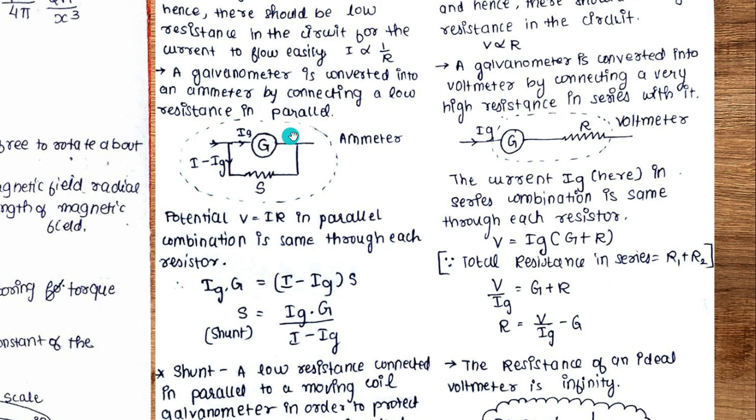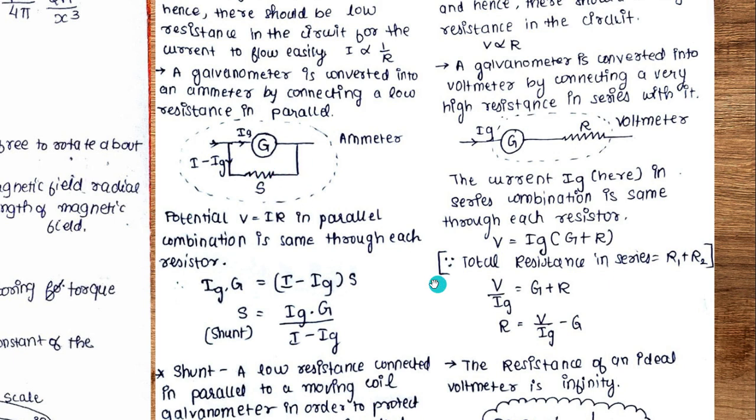So now, if we are connecting in parallel, what is same? Potential, right? The potential V, which is equal to IR, in parallel combination is the same through each resistor. So V is I into R. Through this connection, it is Ig into G, where G is the resistance of the galvanometer. So Ig into G is equal to what? Now the second path of current is I minus Ig. If this is Ig, this is I minus Ig, right? So I minus Ig into S.